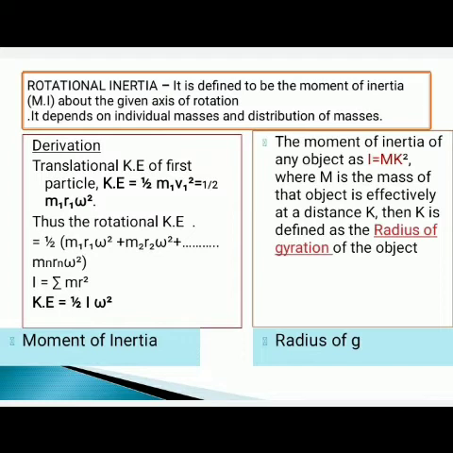Let us talk about the radius of gyration. The relation which we derived for the moment of inertia of any object is I equals M K square, where capital M represents the mass of that particular object, which is at an effective distance of capital K. Then K is defined as the radius of gyration of that particular object.